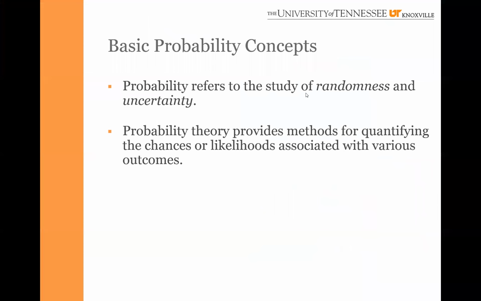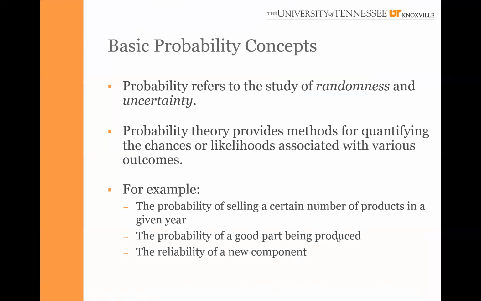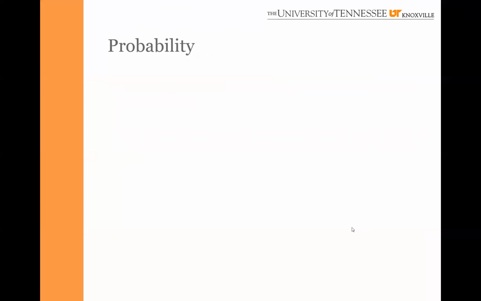Okay, so again, everybody has background in probability. I just want to do a very quick review, a refresher. This is not supposed to be comprehensive, but if you have questions, come see the TAs, come see me, ask questions in class, and so on. Probability: we want to study randomness and uncertainty. We want to quantify this uncertainty, right? For example, what is the probability of selling a certain number of products in a year? What is the probability of a part being good after production or after shipping? What is the reliability of a new component? That is probability. Okay.